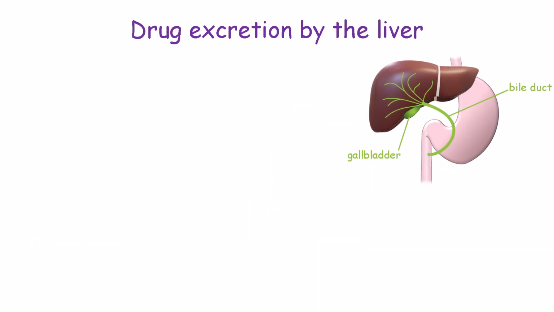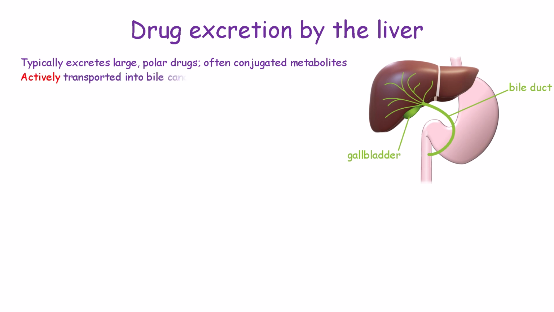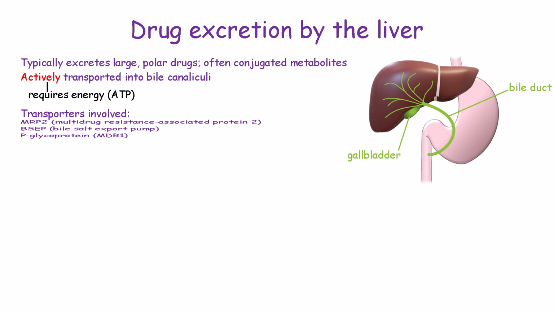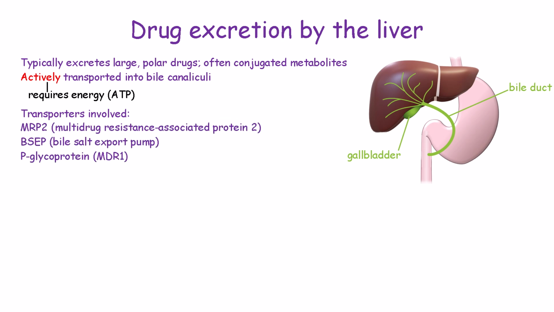The types of drugs that are excreted by the liver are typically large and polar, often conjugated drug metabolites. Drugs are actively transported into bile canaliculi and become part of the bile. Active transport means that the process requires energy in the form of ATP. The transporters involved include a multi-drug resistance associated protein, bile salt export pump, and P-glycoprotein.